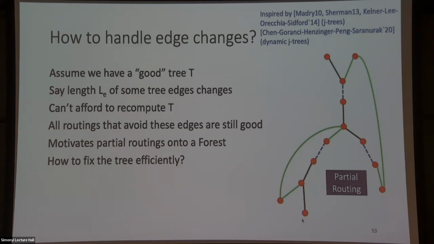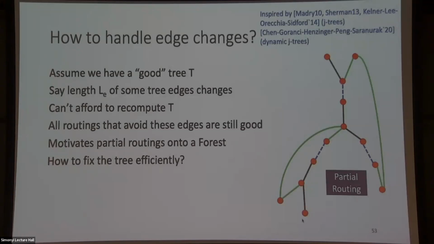I'm just not sure what you're going to do now. Okay, but is this part clear? The partial routing idea clear? Like that the entire cycle is not good, but as long as I'm not using the dashed blue edges, that part is good. Sure. Right? Okay, good.